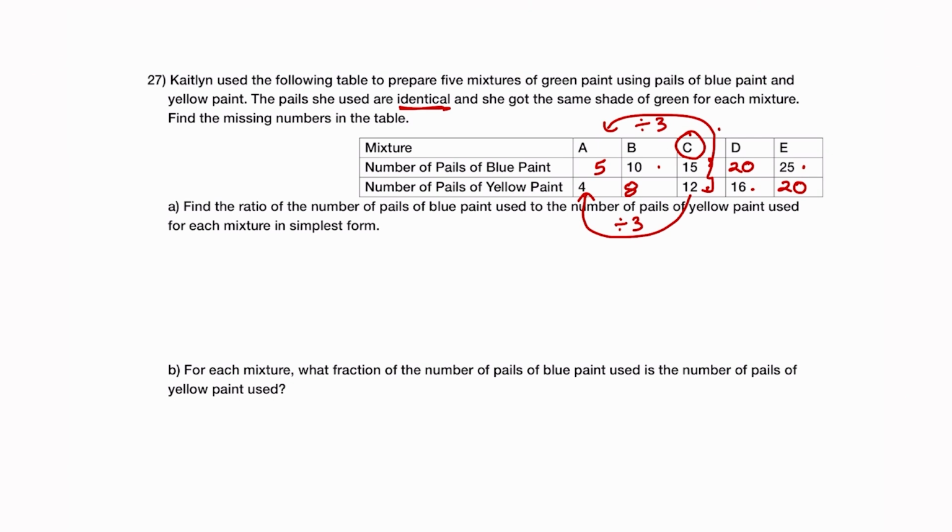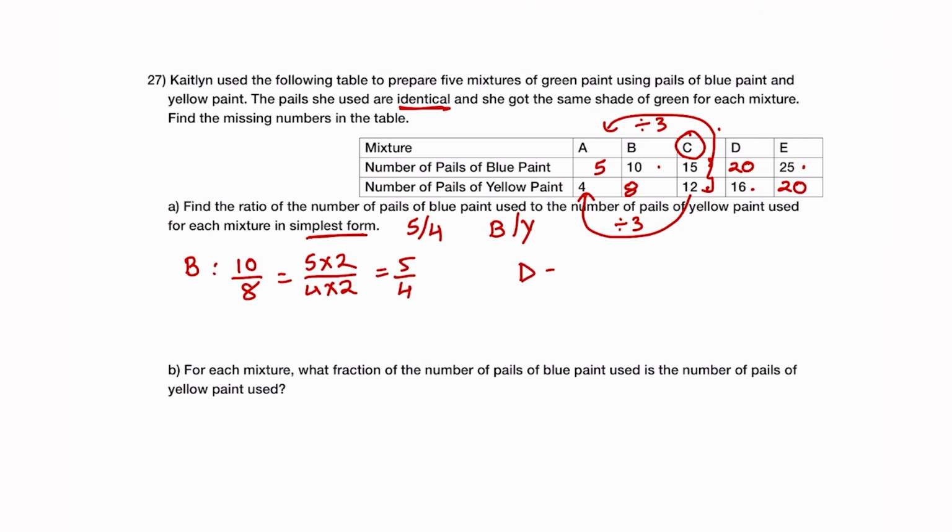Now we have filled in the table, so we already have the answer there. But they're asking us the simplest form, and the simplest form for each one of them is going to be 5 over 4, because we are doing blue over yellow. Let's take an example. For B, 10 over 8. You can simplify this, right? So that's 5 times 2, and that's 4 times 2. So 2 is out. That's 5 over 4.